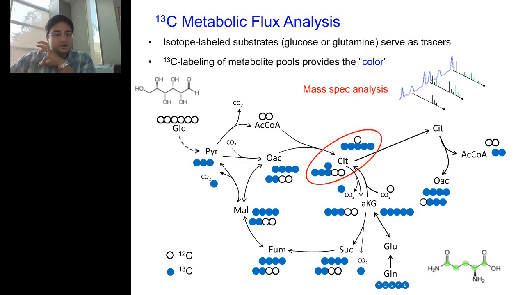So what we can then do is extract metabolites from this cultured cell system and analyze isotopic labeling in citrate, for example, via mass spectrometry, and ultimately incorporate that into some models, assuming steady state, or in non-steady state conditions, accounting for metabolite abundances, to get at the metabolic fluxes in our system.